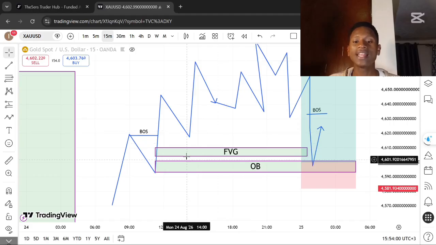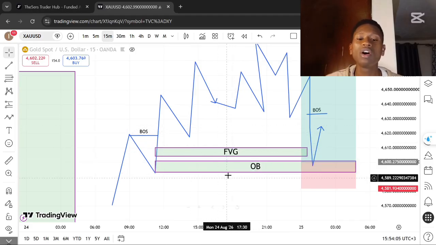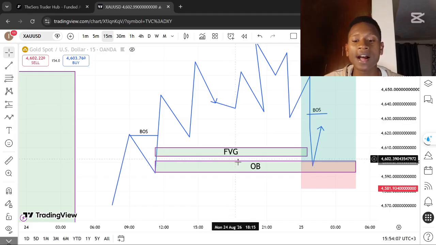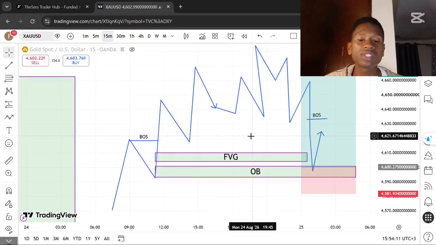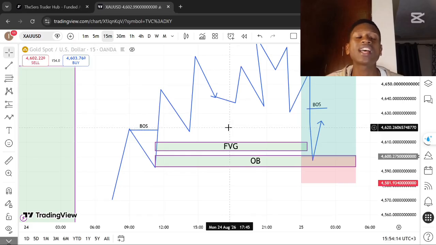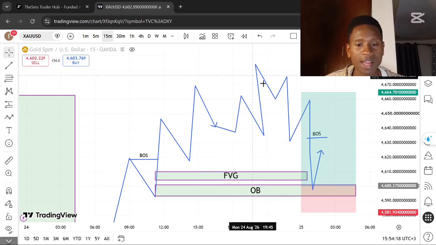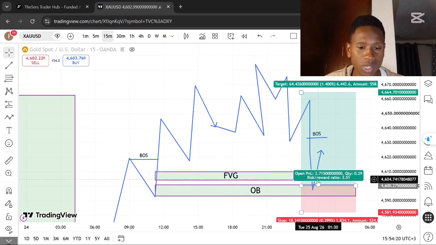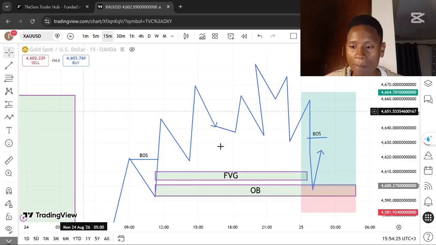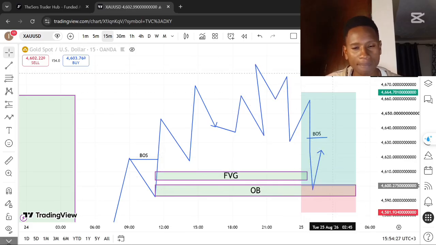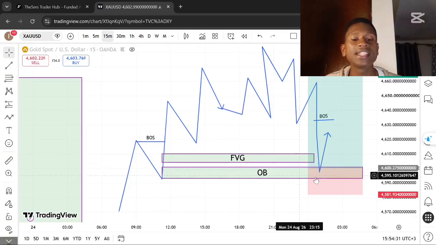Because at no point in time was there a touch on the order block for it to be pushed upwards. In short, the order block has not been used. You can see the market just came, started consolidating over here, then pushed to the downside aggressively, so that it will touch the order block, then push upwards. So this order block has not been mitigated, and so it's still valid.